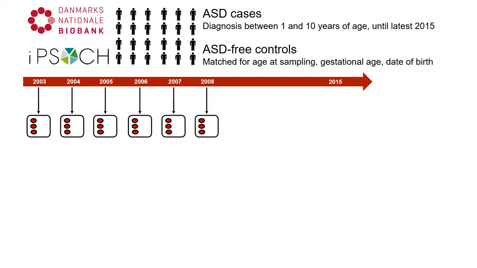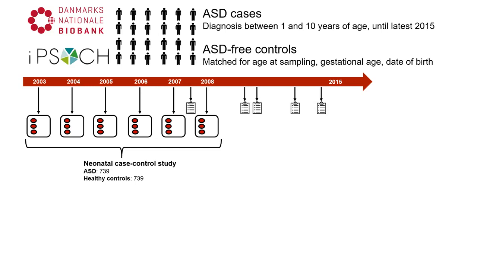So we used samples from children that were born between 2003 and 2008. We defined autism as children that were diagnosed with autism between the age of 1 and 10 of their life, until 2015 at the latest. We also looked up samples from children that we matched for these cases based on factors that we know are very important for the neonatal metabolome, including the age of sampling, the gestational age, and the date of birth.